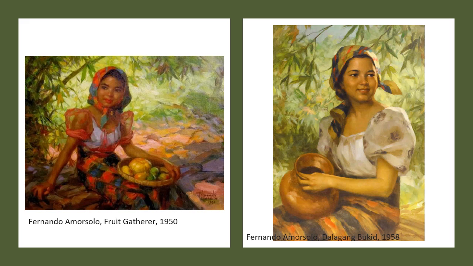Here in the Philippines, we also have famous paintings and famous artists, most especially Fernando Amorsolo. And this is one of his paintings. This is The Fruit Gatherer, painted in 1950. Who is the subject in this painting? It is clear that it's the girl, or the fruit gatherer. And also in this painting, this is Dalagang Bukid in 1958. The subject matter is very clear. So that is representational art, guys.